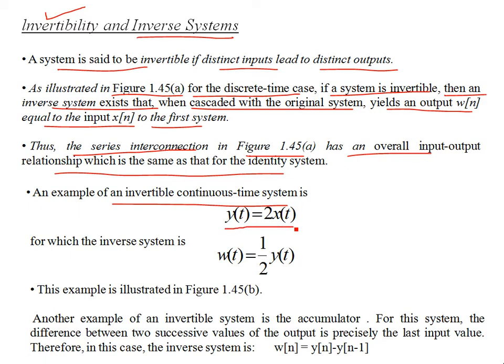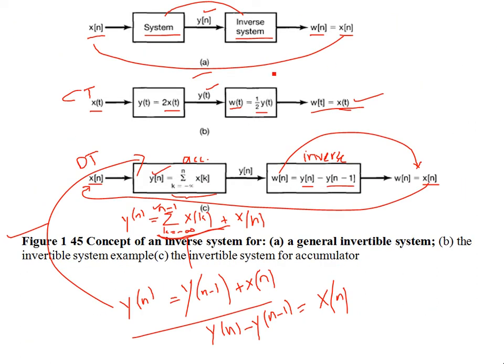So for example, if the system is scaling the input amplitude, then the inverse system is going to reverse this scaling factor of 2 by simply multiplying with 1 over 2, and you get w(t), which is in fact equal to x(t). That's the idea behind inverse systems. This example is illustrated in 145b over here. Similarly, we have seen the example for the accumulator in 145c.